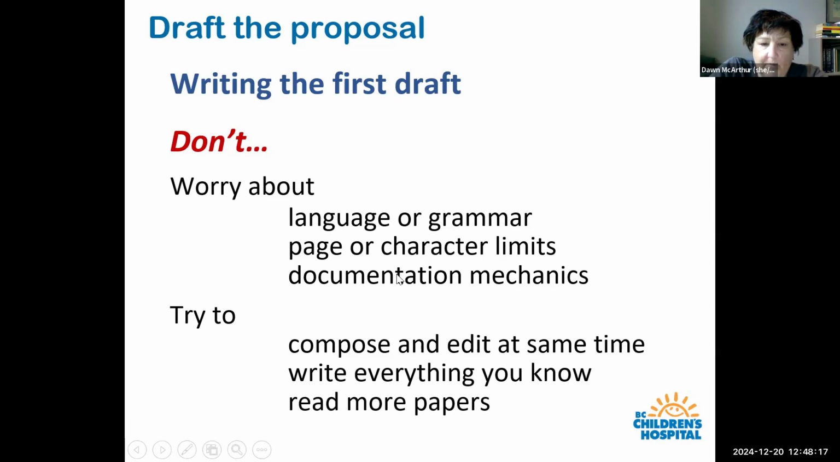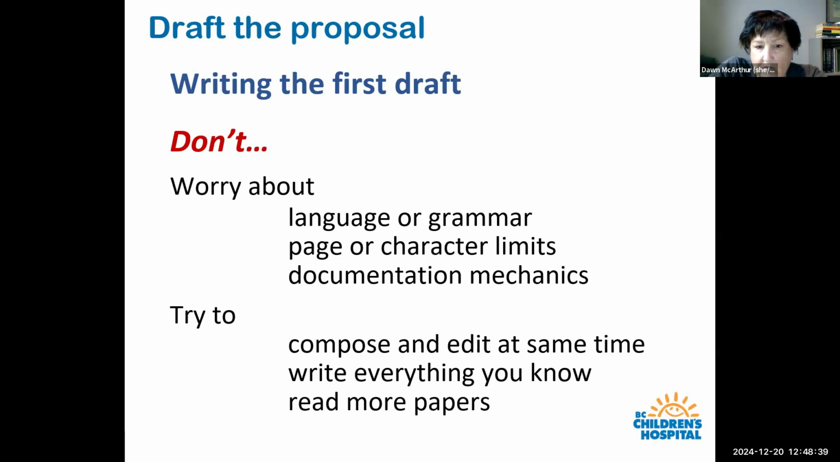Do it freeform. Don't try and compose and edit at the same time. One of the big challenges of computers is that we type, we read, we edit. We type, we read, we edit. Try really hard not to do that. Put on a blindfold, put a screen block on somehow. Just try and get it out of your brain. Do not edit yourself on a first draft.